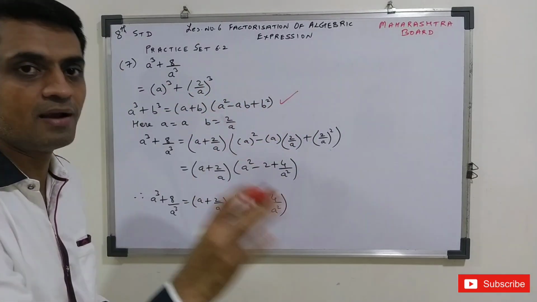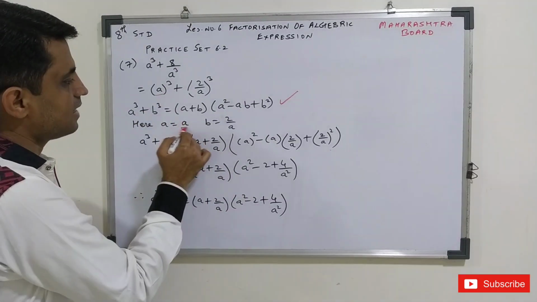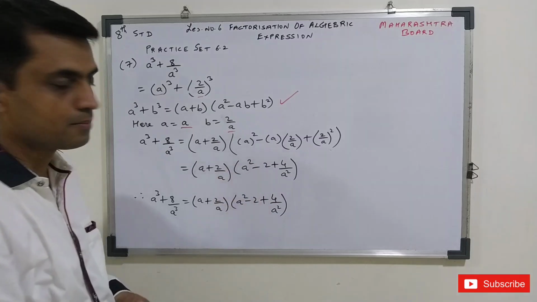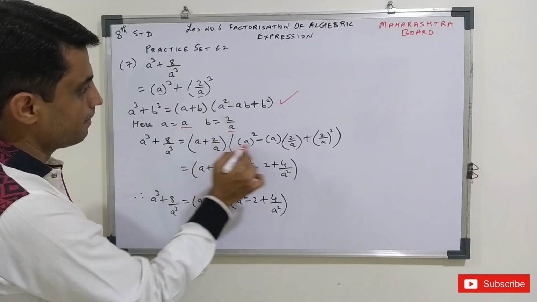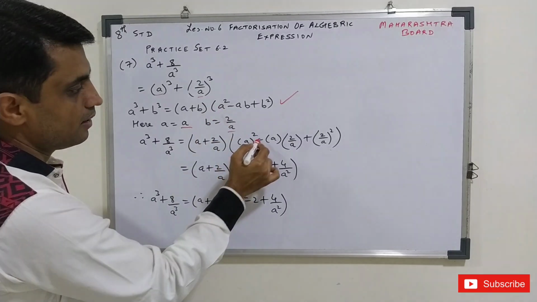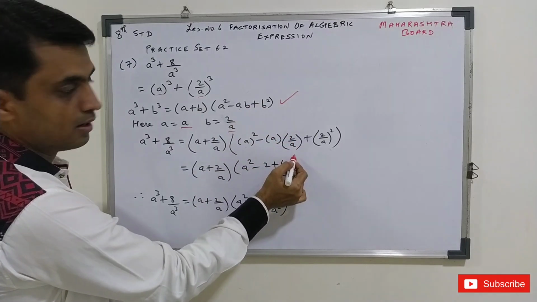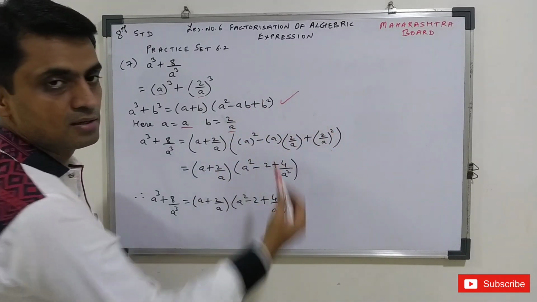See, everywhere I am writing the formula. It helps us a lot. So what is our a? a is a, same as it is, right? What is our b? 2 upon a. Now the formula a plus b means a plus 2 upon a. a square means a square, minus what is our a? a. What is our b? 2 upon a. Plus what is our b? b is 2 upon a, the whole square.